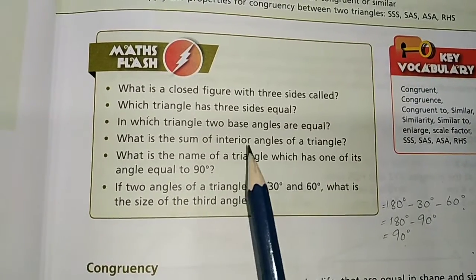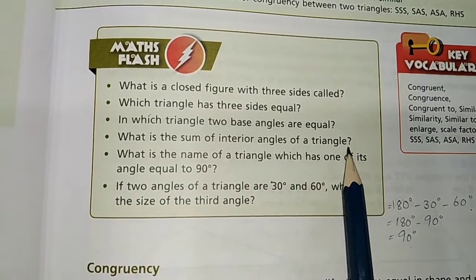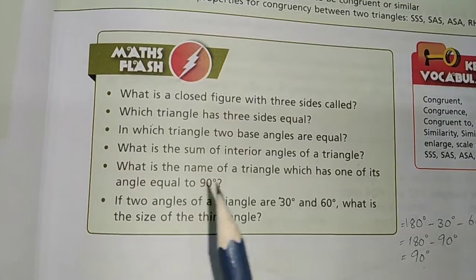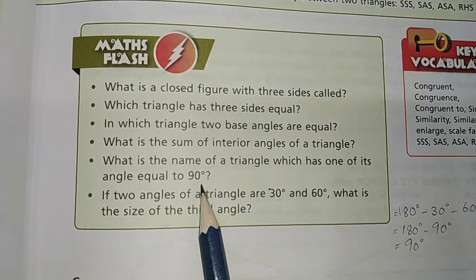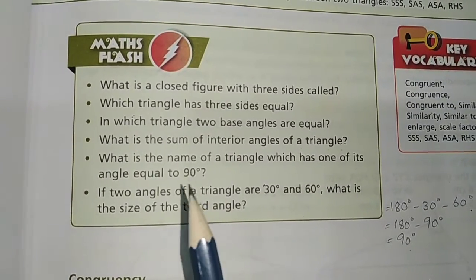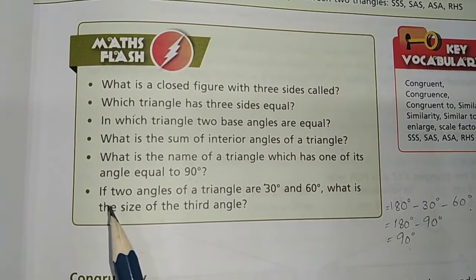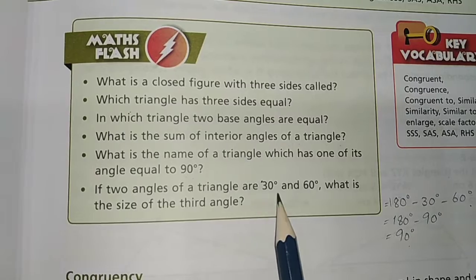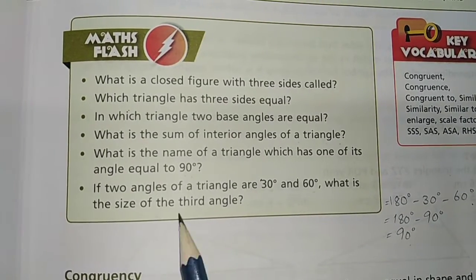What is the sum of interior angles of a triangle? The sum of the interior angles of a triangle is equal to 180. What is the name of a triangle which has one of its angles equal to 90 degrees? That is a right angle triangle. A right angle triangle is a triangle in which one of the angles is 90 degrees. And the last one is, if two angles of a triangle are 30 and 60, what is the size of the third angle?